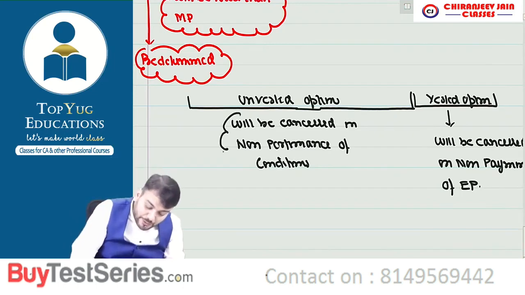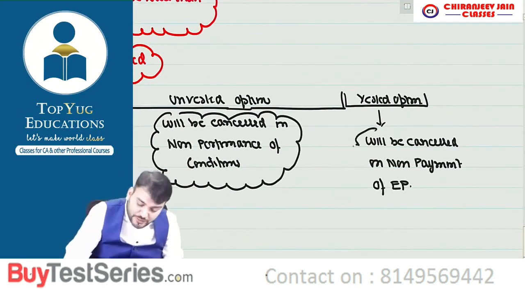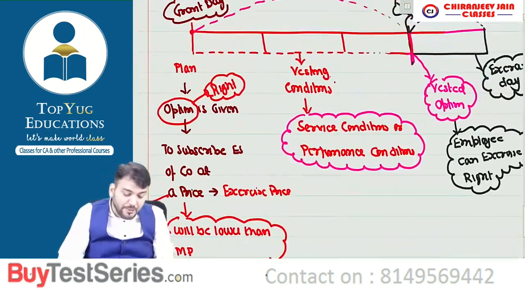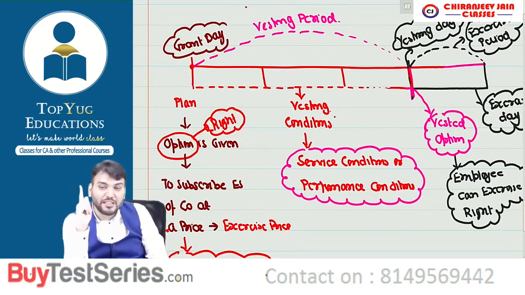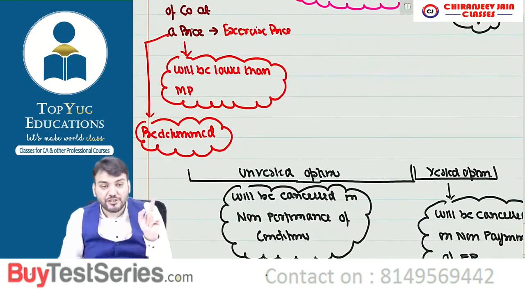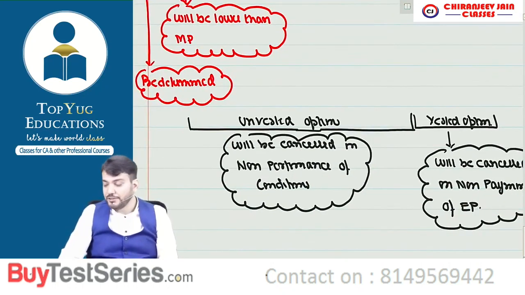Correct now? Are you getting it? Have you understood this much? If you have understood this much, I will come to the accounting treatment. Tell me, have you understood all the terms? I have used grant day, then vesting day, then exercise day, then vesting period, then exercise period, then exercise price, correct? Vested options, unvested options, vesting conditions, service conditions, performance condition. Have you understood all these terms? Respond fast.